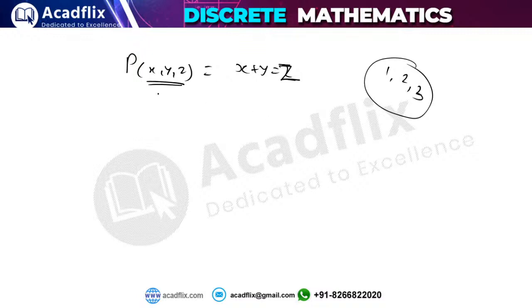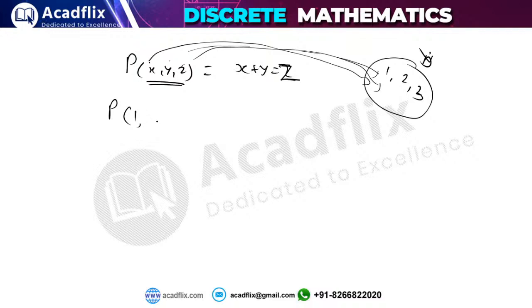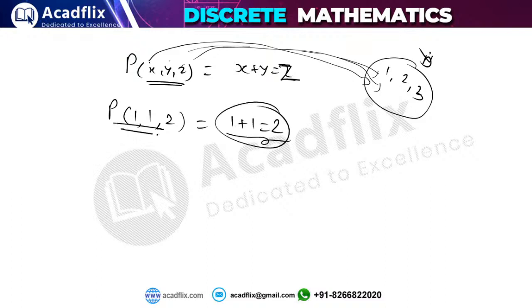If this is my domain, then x will take values from this domain, y will take values from this domain, and z will take values from this domain. So x can take value 1, y can take value 1, and z can take value 2. Then what will happen? This P112 will be 1 plus 1 equal to 2. Yes, this is true, so P112 will become true.